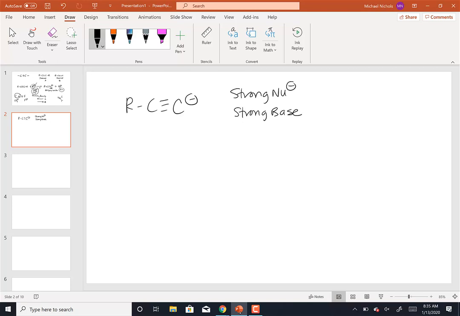Now, which is it going to do? Well, my ultimate goal here is to turn this alkynyl anion into another alkyne. So what I would like to do is take that alkynyl anion once I make it, and add it to an alkyl halide, let's say with a different alkyl group, which we'll call R1. So that I can add a different group and turn it into a terminal alkyne.